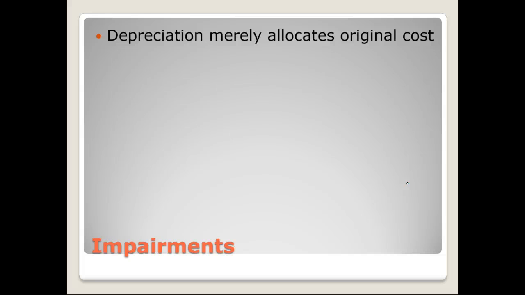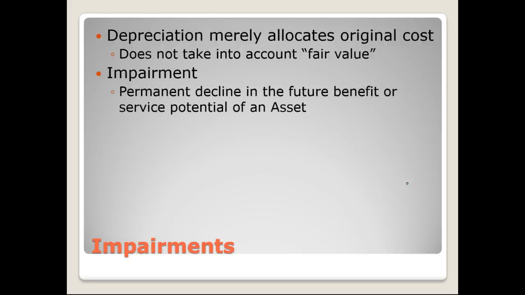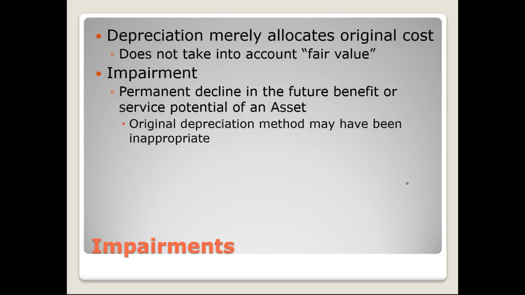Now, sometimes the change in the asset is not to increase its value, but it is because the value is no longer as valuable. And we call this impairment. Impairment often happens because an asset is no longer worth what we thought it was. This is very common in technology-based assets where they become obsolete faster than the company expected. It is a permanent decline in the future benefit or the service potential of the asset, and it is called an impairment.